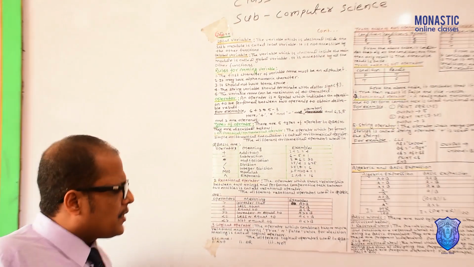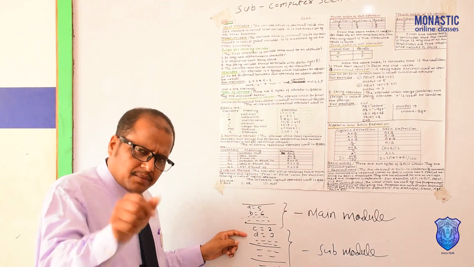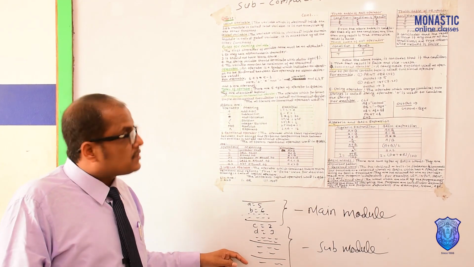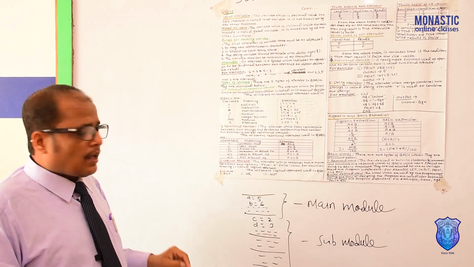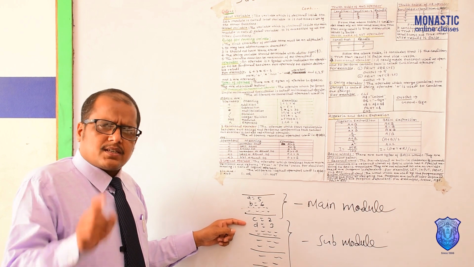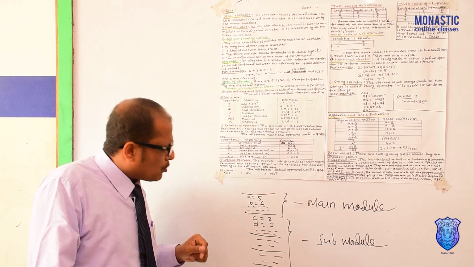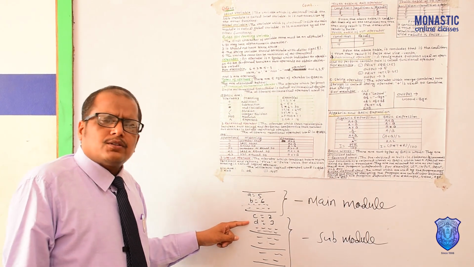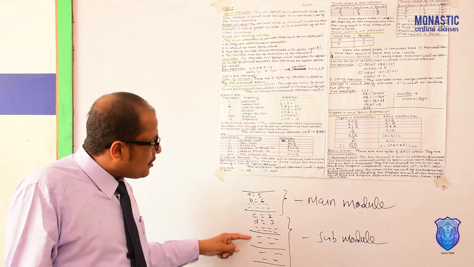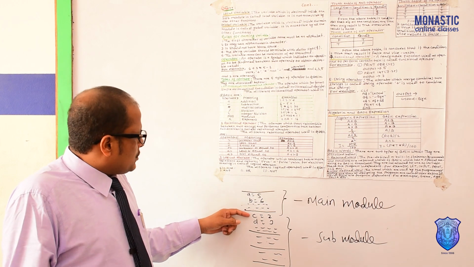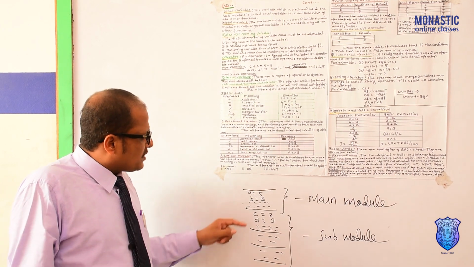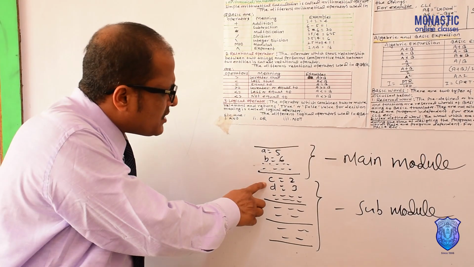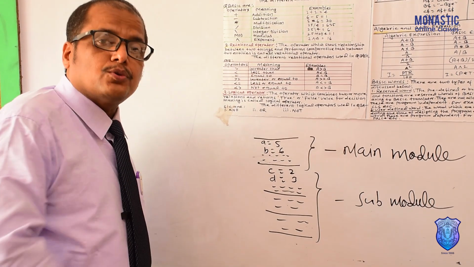The variable, the name, the placeholder, which is declared inside a submodule is called a local variable. A local variable is accessible within the block, within the module in which it is declared. That is, a local variable is not accessible by the other modules. For example, here C equal to 2, D equal to 3. C and D are local variables, and they are not accessible by this and this module.